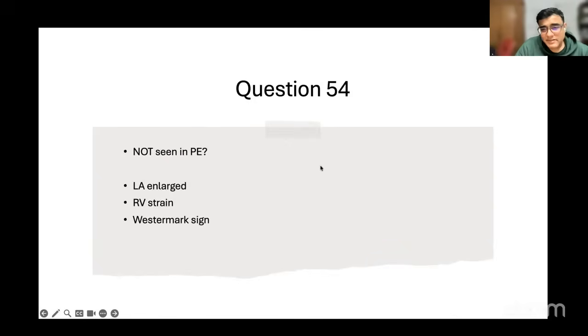They had given another question for pulmonary embolism, asking what is not seen in pulmonary embolism: RV strain, Westermark sign, or LA enlargement. Westermark sign can be seen in pulmonary embolism. RV strain is seen in pulmonary embolism, but LA enlargement is not. LA enlargement is usually associated with atrial fibrillation and stroke, but not pulmonary embolism. That's a different kind of embolism.